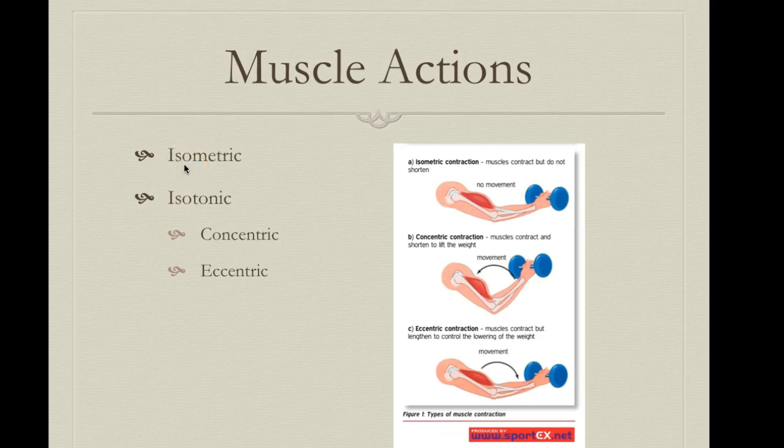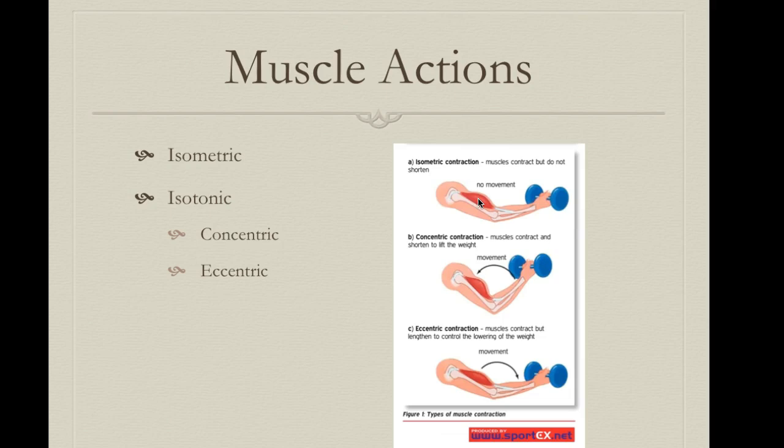Isometric type of muscle action, the muscle fibers are trying to contract, but there is no shortening of the muscle. It stays stagnant. So think of, if you have your arm against the wall and you try to push against the wall, you're actually tightening that muscle up, but there really is no movement of the joint.